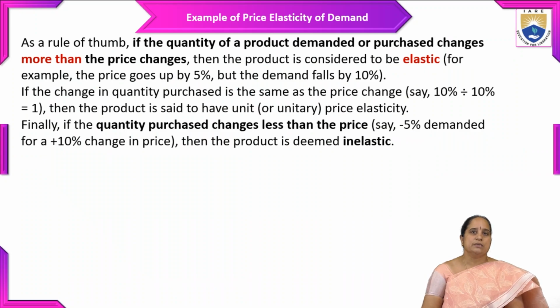Then coming to the example of price elasticity of demand, as a rule of thumb, if the quantity of a product demanded or purchased changes more than the price changes, then the product is considered to be elastic. If the price goes up by 5% but the demand falls by 10%, that is elastic. If the change in quantity purchased is the same as the price change, then it is known as unitary or unit price elasticity. If the quantity purchased changes less than the price, say minus 5% demanded for a plus 10% change in the price, then the product is deemed inelastic.